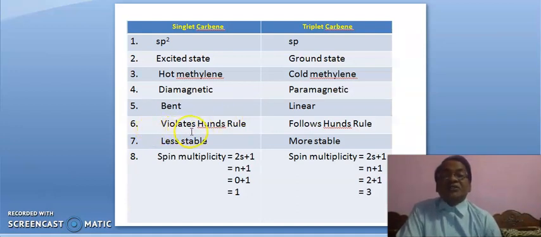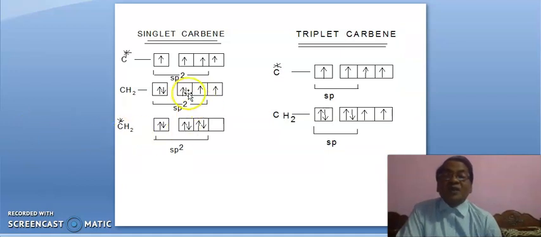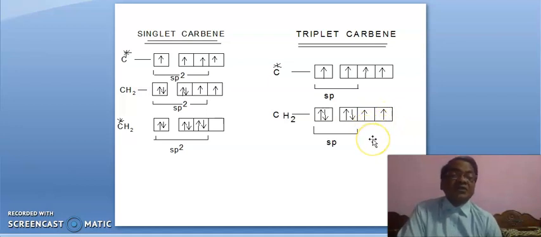Number 6. Singlet carbene violates Hund's rule and triplet carbene follows Hund's rule. Here this orbital is completely vacant, so it violates Hund's rule. In triplet carbene, 1, 1, 1, 1, all orbitals possess electrons, so it follows Hund's rule.